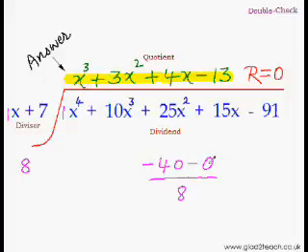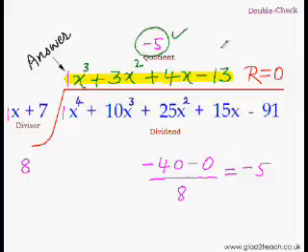So minus 40 minus 0 is minus 40 only, and minus 40 divided by 8 would be minus 5. So if the coefficients of this quotient also add up to minus 5, then our answer is 100% correct. So let's find out. 1 plus 3 is 4, 4 plus 4 is 8, and 8 minus 13 is minus 5. That means our answer is absolutely correct.